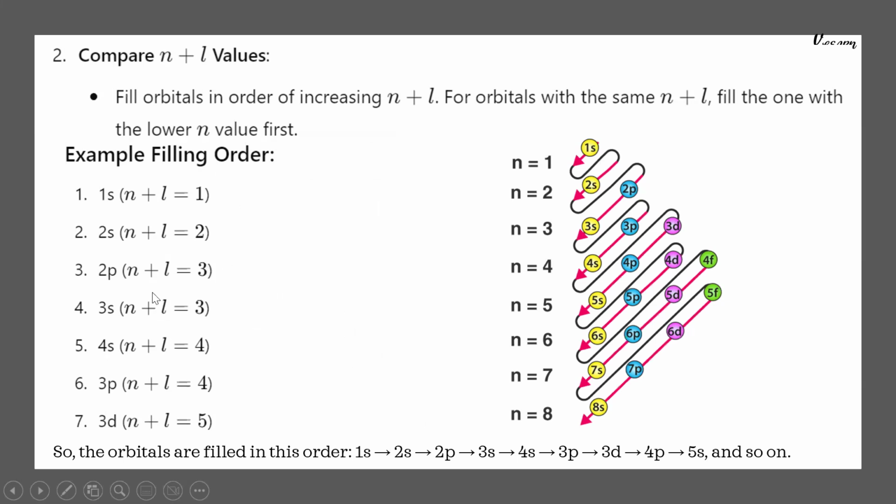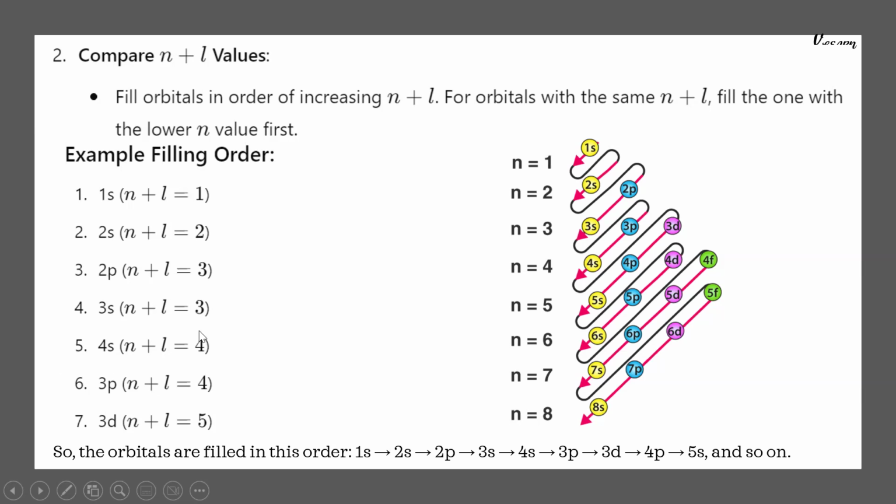Next, the 2p orbitals will be filled. 3s is 3. So here 2p and 3s both have the same n+l value, so we have to consider the principal quantum number. For 2p the principal quantum number is 2, and for 3s it is 3. So 2p must be considered the lowest energy level, and it must be filled first, and only then will the 3s level be filled.